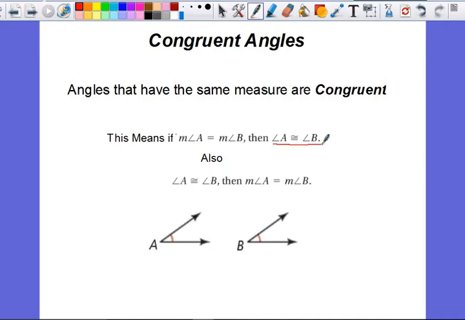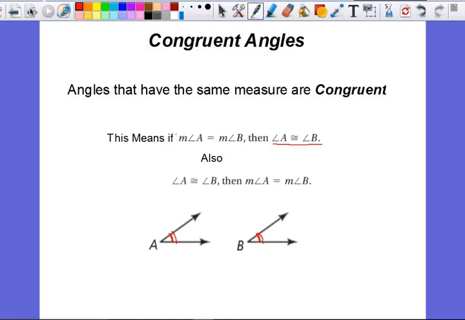Just like we did with segments, we have to be able to mark it in the picture. If you notice right here, we have these little arcs in here. That tells us that they're congruent. If they have one mark in each, they're congruent. If it's 2 and 2, they're congruent. But if the marks do not match, then we cannot say that they are congruent at all.